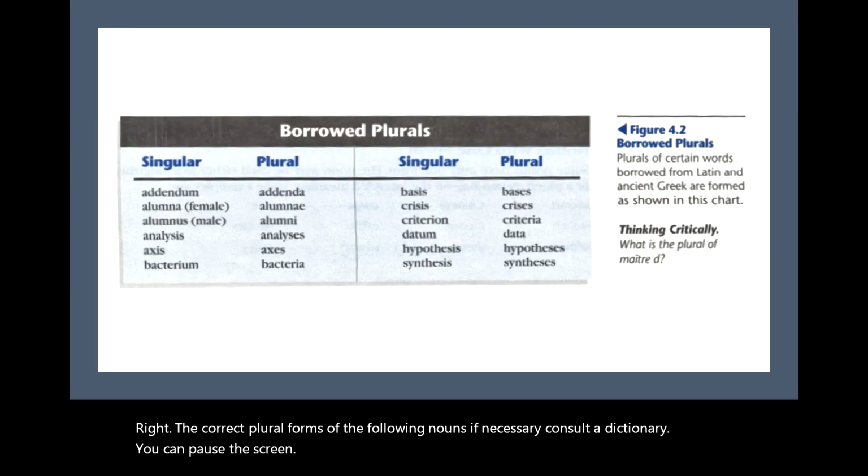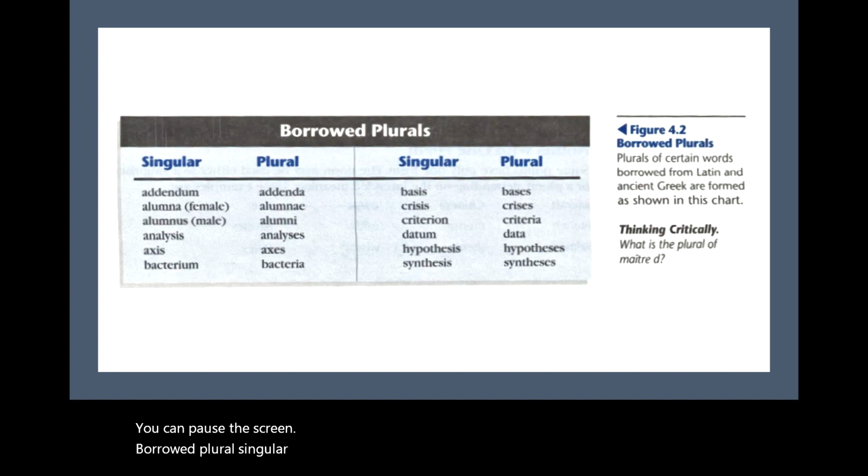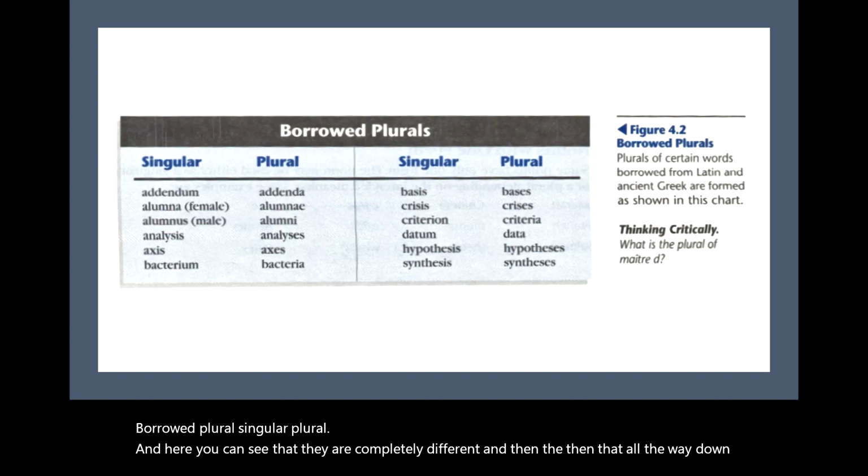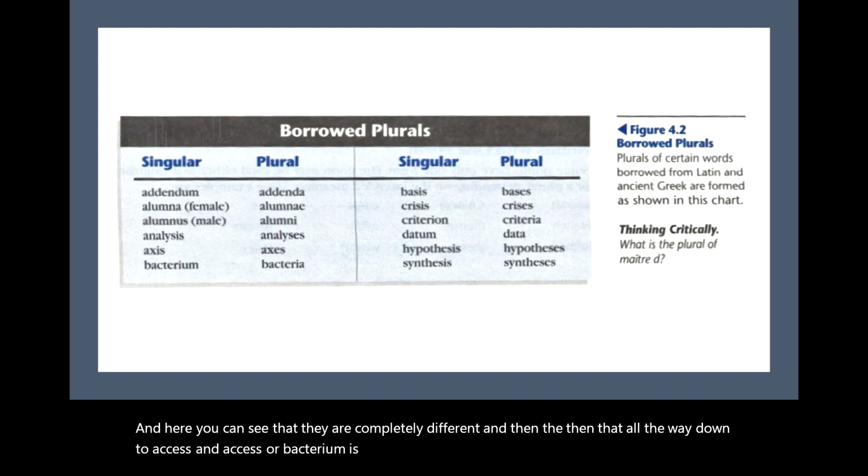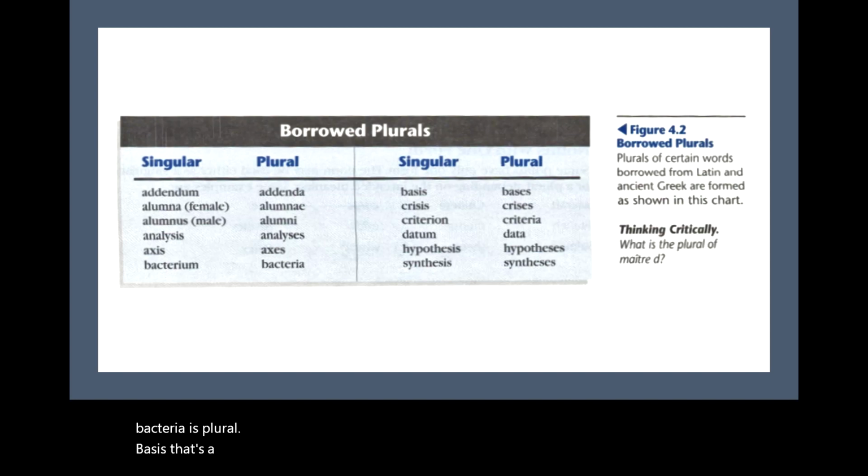Borrowed plurals, singular and plural. And here you can see that they're completely different. Addendum, addenda. All the way down to axis and axes, or bacterium is singular. A lot of people don't know that, and bacteria is plural. Basis, bases. That's a very tough one that you should remember.